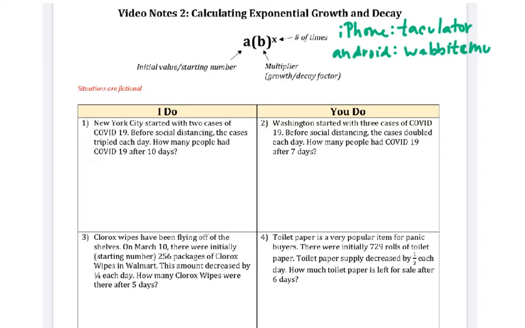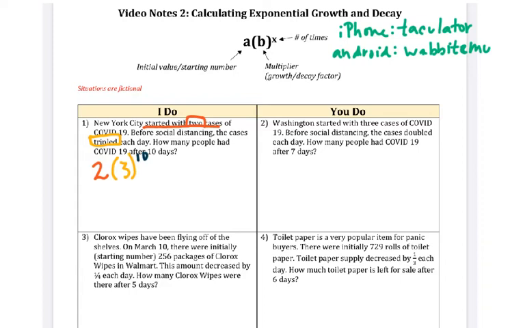So what we need to do is come up with our starting number. It says right here, New York City started with 2 cases of COVID-19. So I'm going to start with the number 2. That is my starting number, my initial value. Then it says before social distancing, it tripled each day. So times 3. Each day we are tripling that number. Then the question is, how many people have it after 10 days?